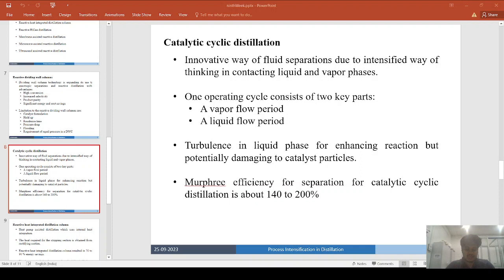Just as with the reactive distillation technology, the catalyst cyclic distillation is limited to liquid phase reactions, for example, to relatively low temperatures and for slow reactions.